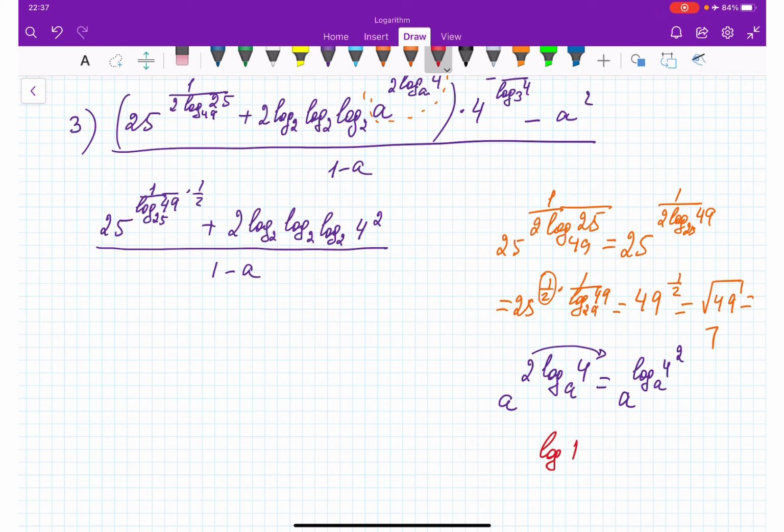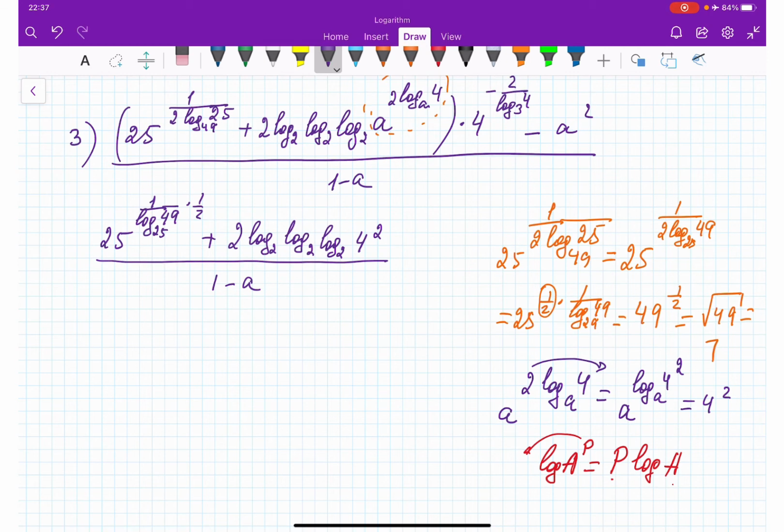logarithm a to power p is equal, this p comes in front and you get p times logarithm a. Now you have this form, p times logarithm a, going back, and it's coming as an exponent. Okay? So we get, this is going to be equal 4 squared. Here we have 4 squared. Okay. And all this multiplied by 4.